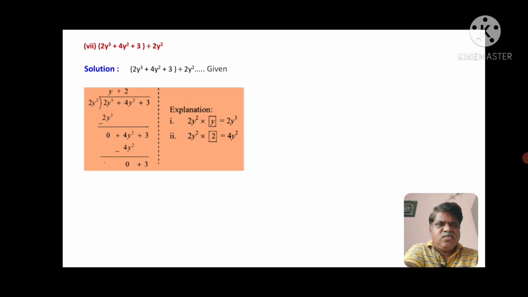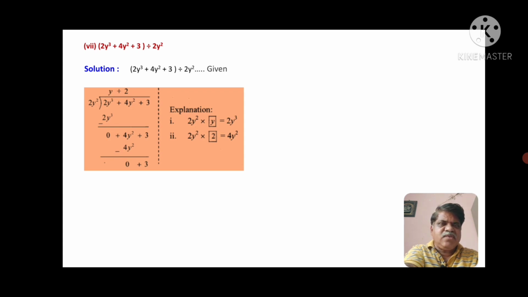The first step: 2y square is multiplied by what? So you are getting 2y cube. The answer will be y, that is written in the box, and that y is the first term of the quotient that is taken over there. So 2y cube minus 2y cube, both get cancelled. 0 is what you are getting as a result. Now the next two terms, that is 4y square plus 3, are taken for the next step.